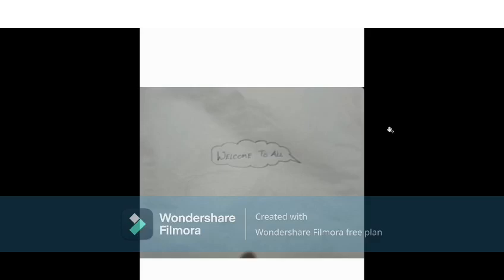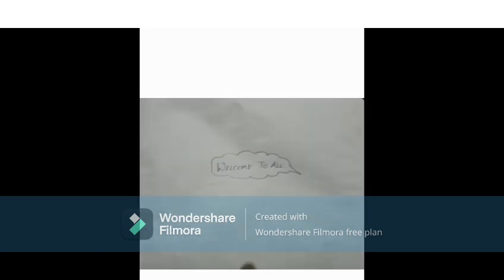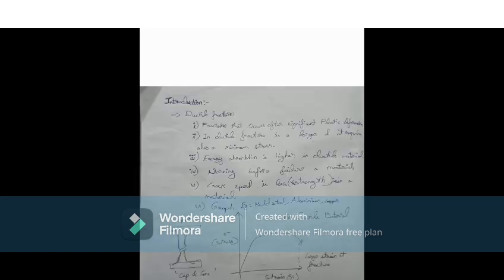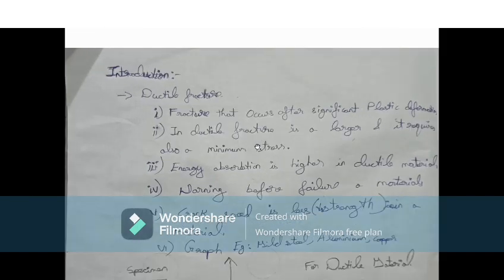Now I am going to teach ductile and brittle fracture in materials. Let's start with the introduction. First, we are going to see ductile fracture. In ductile fracture, there is plastic deformation. We know that in plastic deformation, when we apply shear stress, dislocation motion occurs and slip occurs. Due to slip, there is ductility or elongation of the material.